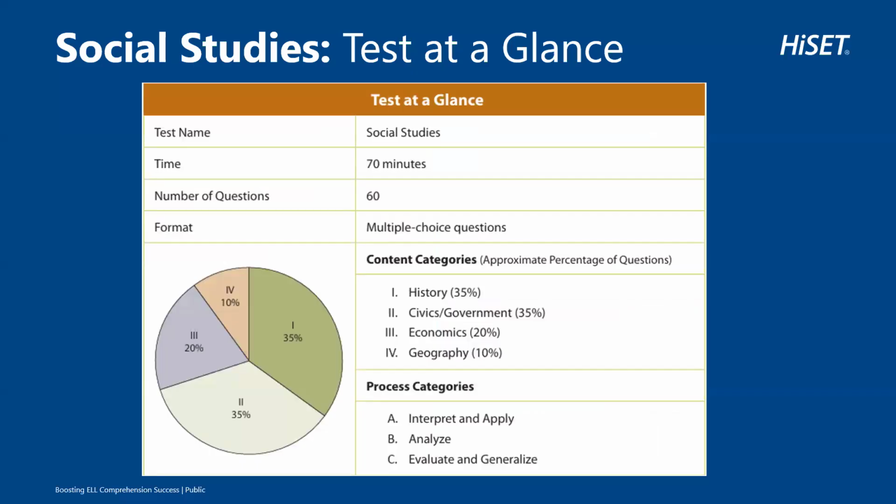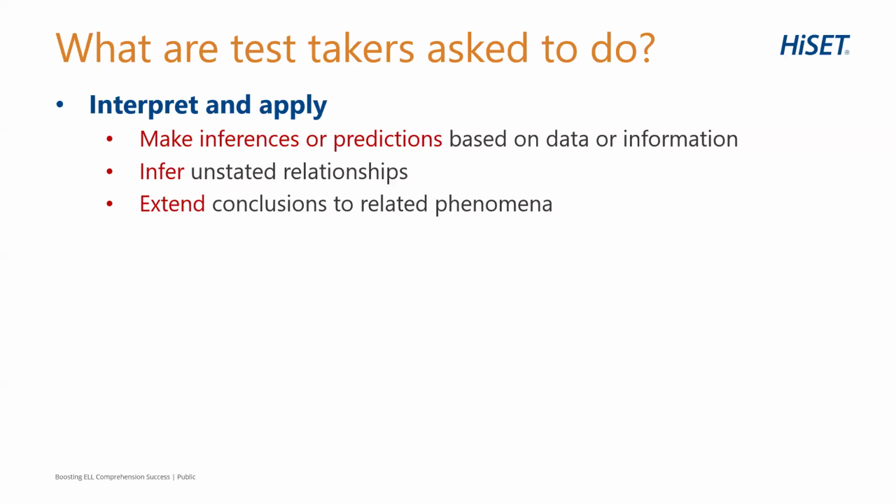Okay, and then now let's continue with social studies. So social studies, we have 60 questions and 7 minutes of allowance. Okay, and in the social studies test, we have history items, civics or government, economics, and geography. So there are 4 types of test questions. What are test takers asked to do?